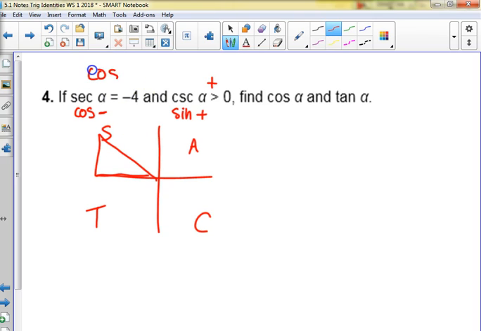All right, what does this tell me? That the cosine is the reciprocal of this. Yes? -1 and 4. How am I doing? Did I lose anybody yet?